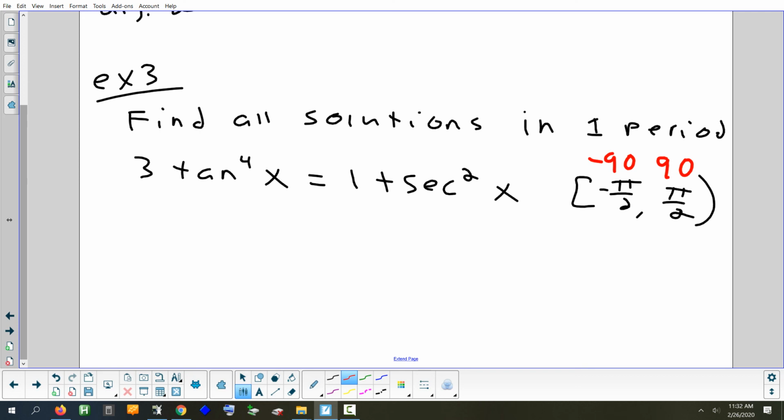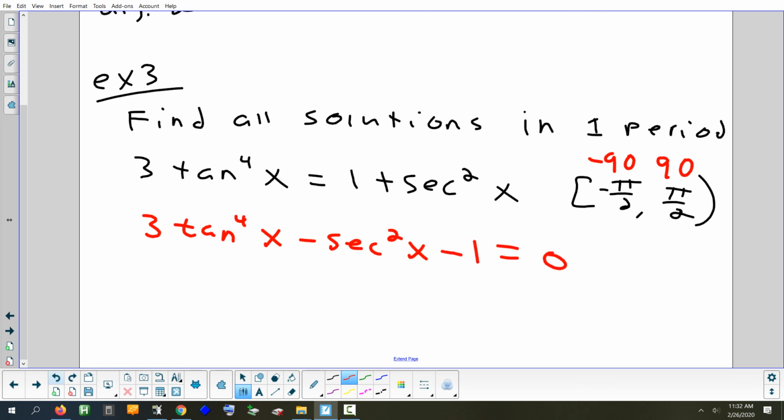So you can do it a couple ways. I'm going to put everything on the left, because every time you factor, you always want the term with the highest exponent positive. Whether that highest exponent is a 2 or a 4, keep it positive. Right? So let's put everything on the left. We got that, minus secant squared, minus 1.